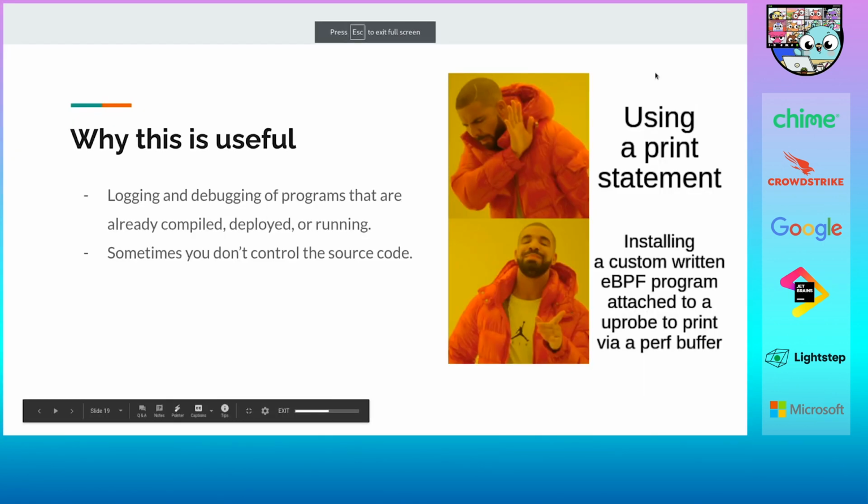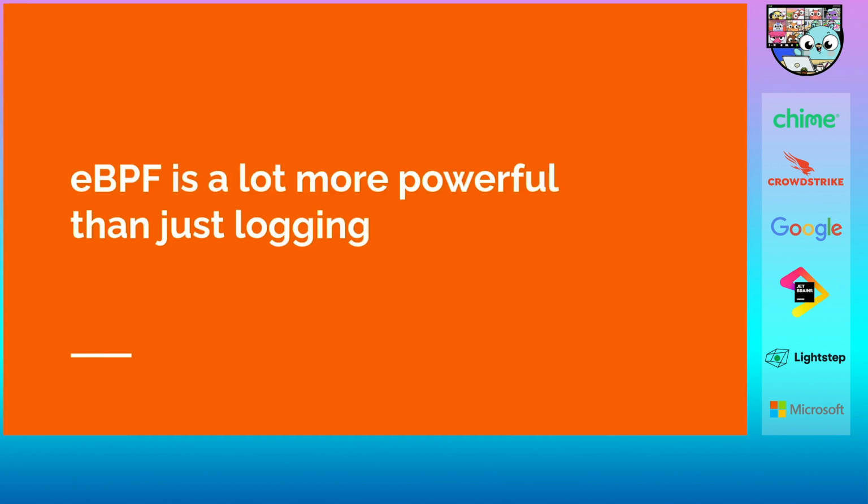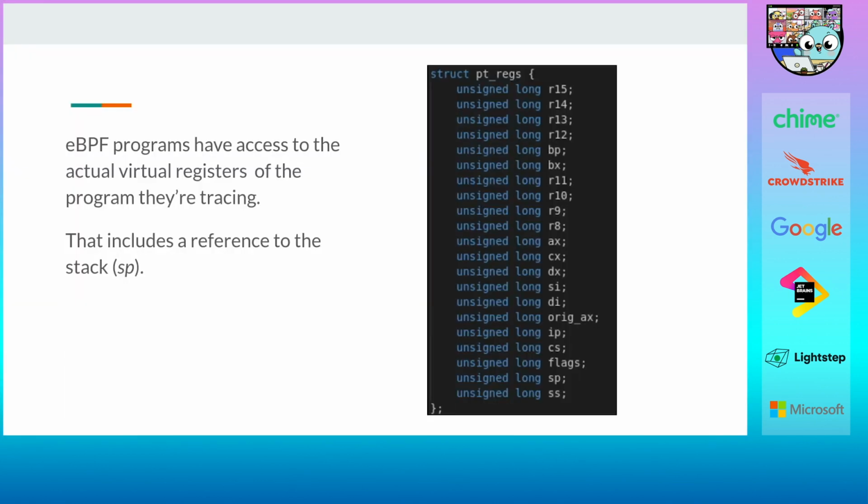Logging and debugging of programs that are already compiled, deployed, or running is a pretty cool thing. So let's say you don't control the source code, or you've already started running it and you don't want to recompile it or something like that to do some investigation. So you might want to do something a lot more intricate than just printing out a log, and we'll take a look at that right now for an already running program. eBPF is a lot more powerful than just logging. You can quote me on that.